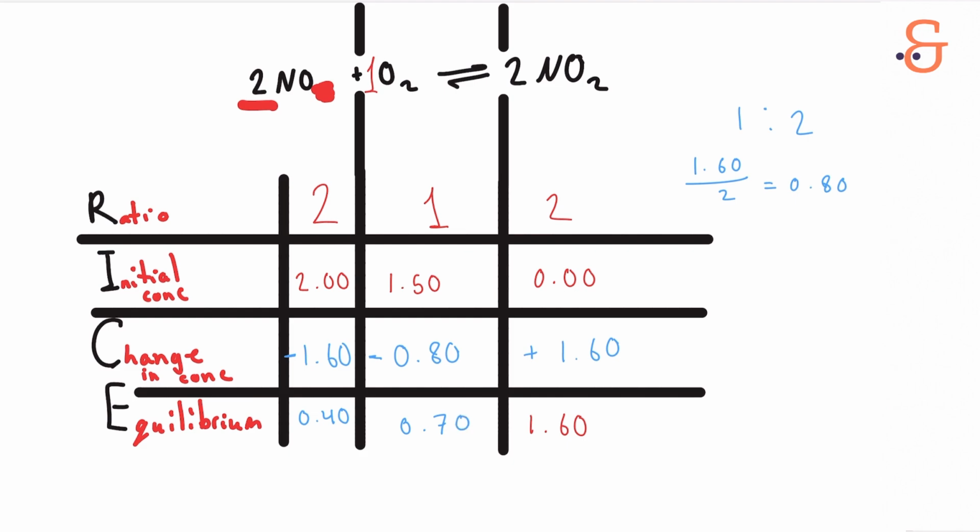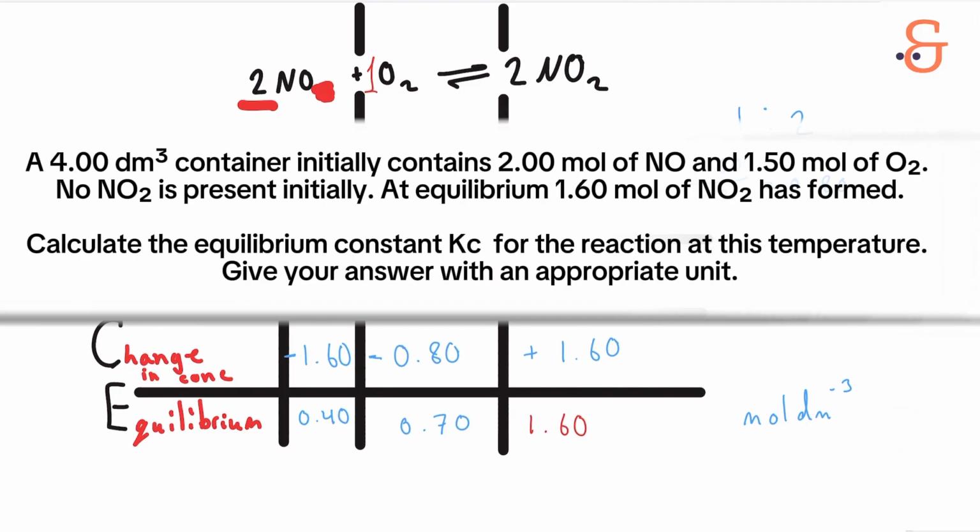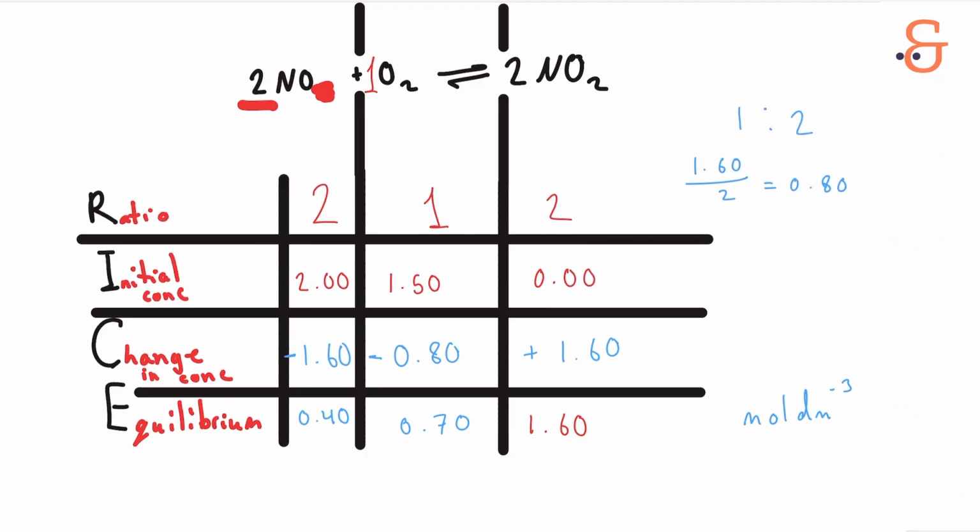Okay, so now that we found the concentration of all the molecules at equilibrium, all that's left to do is to ensure that they're all in the correct units. And since the unit's always going to be moles per decimeter cubed, we need to make sure that this is in decimeters cubed. So if we refer back to the question, we were told that a 4 decimeter cubed container was used. And since the container was 4 decimeters cubed, not 1, we need to divide all of our final answers by 4. So let's go ahead and do that. So 0.4 divided by 4 will give us an answer of 0.1 moles. Then 0.7 divided by 4 will give us an answer of 0.175 moles. And lastly, 1.6 divided by 4 will give us an answer of 0.4 moles.